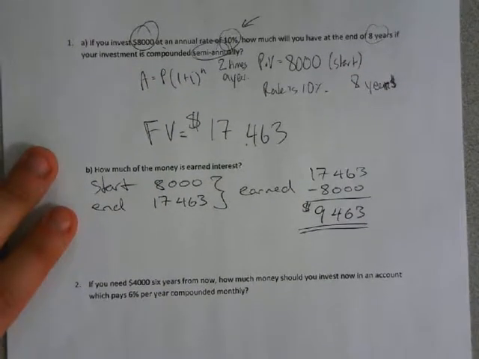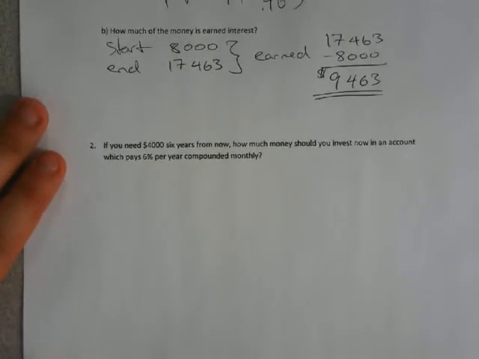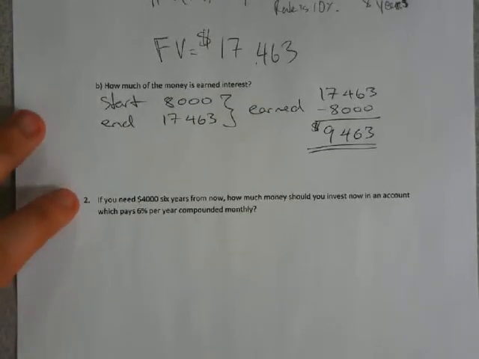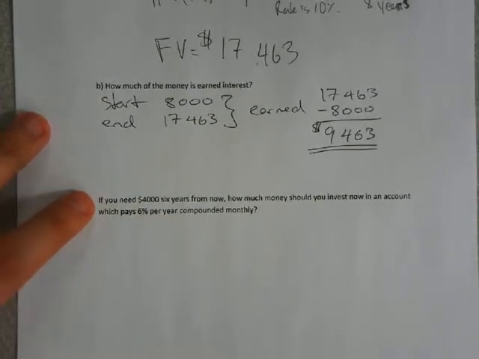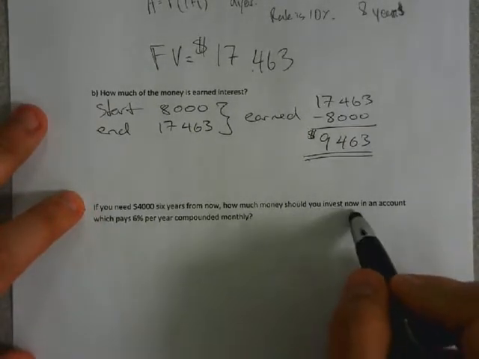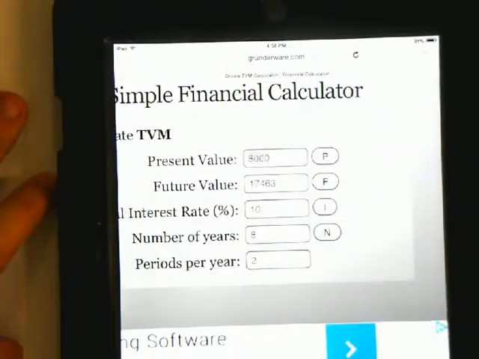Okay. So the next question says you need $4,000 6 years from now. So we're talking about maybe you need to start paying your tuition 6 years from now. So you're going to need 4,000. You want to know how much money you should invest now in an account which pays 6% per year. Okay? So let's have a look again here. I'm going to clear all these fields.